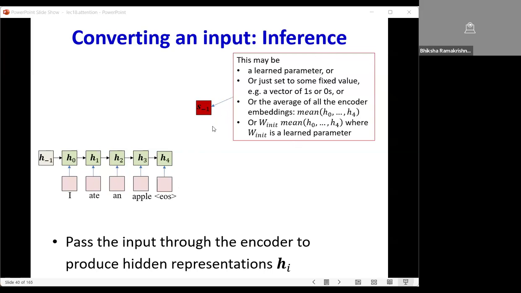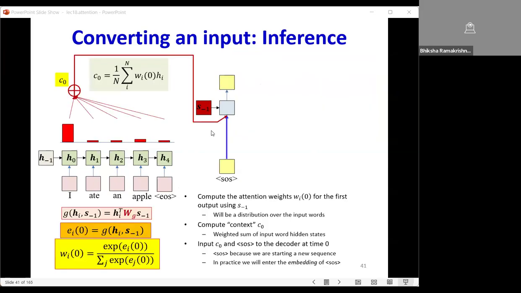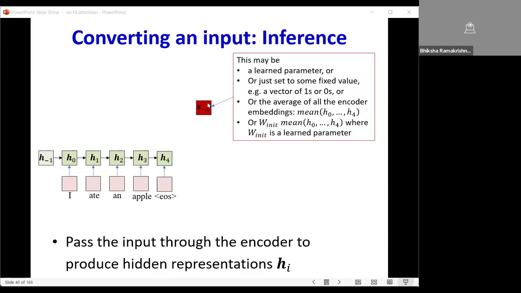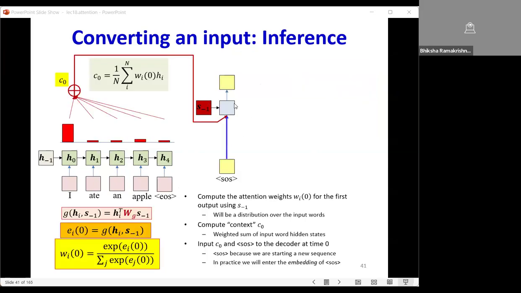They're different possibilities. All of them work just as well. And then this one, initially, at the very first output time, the only state that you have available on the decoder side is S minus 1. So you're going to compute the raw attention weights for each of these as the matrix inner product of S minus 1 and these hidden state values as given here. Then you put those through a softmax, and you get one weight for each of these vectors. You take a weighted sum of all of these vectors.